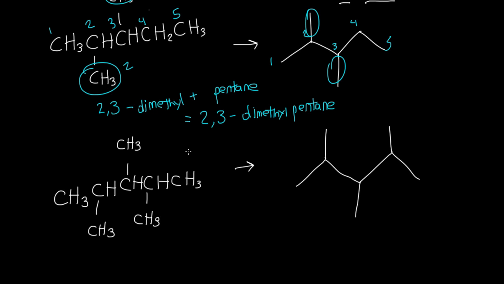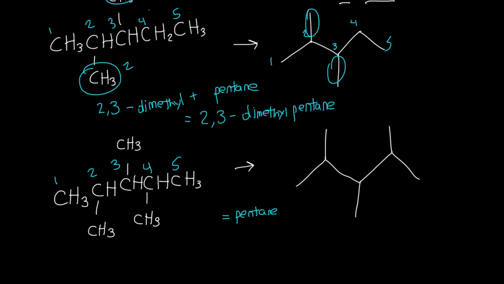No matter which way you number it, you'll always get the same lowest numbers, or locants as they're called, on the branches. So in a case like this, you don't need to worry about it, but you need to make sure that you're clear on when you should be numbering in a specific direction and when it doesn't matter. So we can number 1, 2, 3, 4, 5. Once again, we have 5 carbons, so we're going to have that pentane ending.